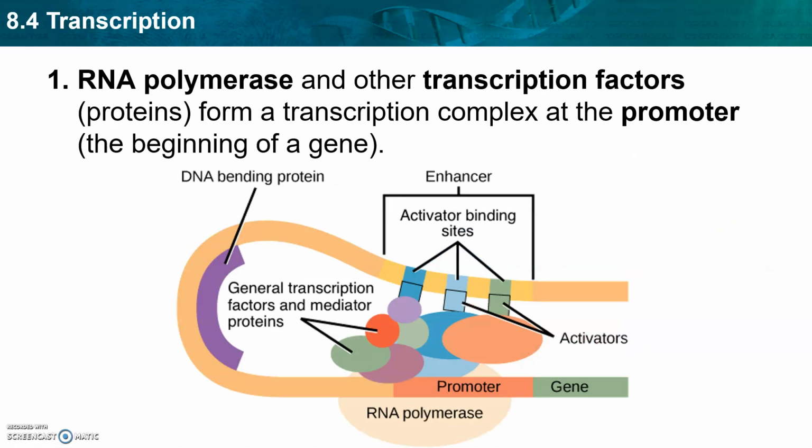So let's talk about each step in a little more detail. Our first step is going to be RNA polymerase and other proteins called transcription factors. They're going to form this complex, which is basically just a collection of proteins at that promoter region. Now remember, the promoter is going to be the beginning of a gene. So that is the region right here, and you can see along that promoter region, this would be a strand of DNA. We have all of these other colored circles and shapes. These are different proteins that all assemble together in order to form this transcription complex.